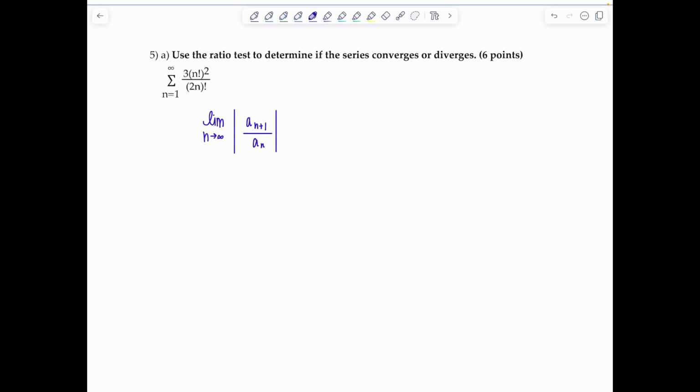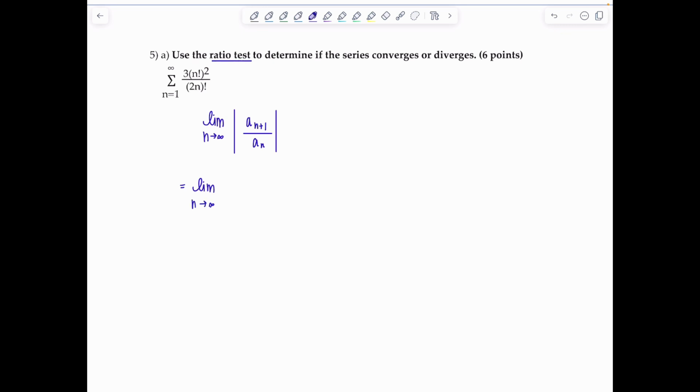If that limit comes out to be any number less than 1, it won't be negative because we take absolute value, then the series converges. If it's greater than 1, the series diverges. If it equals 1, the test is inconclusive. Since I told them to use that test, don't worry, it's not going to be inconclusive.